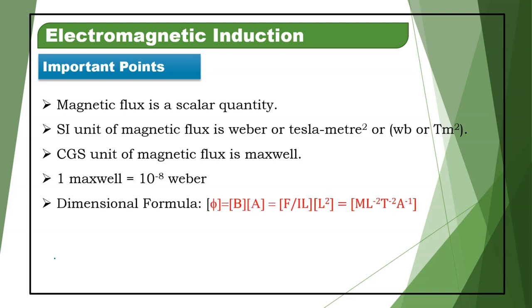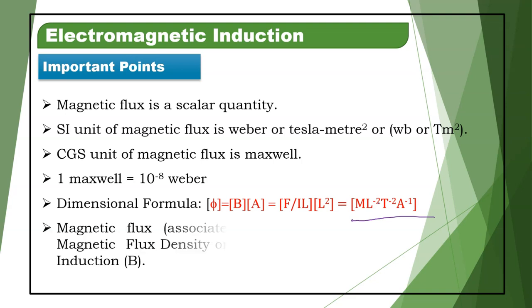Dimensional formula. What is the dimensional formula of this? Phi is equal to BA. The value of B is equal to F by IL, where F is the force, I is the current, and L is the length. So if I put all these values in, this dimensional formula comes into existence.